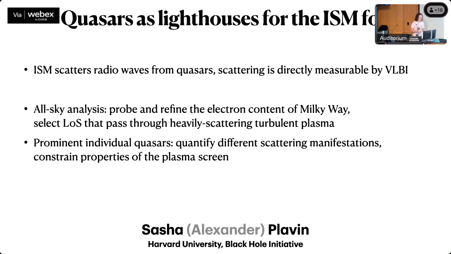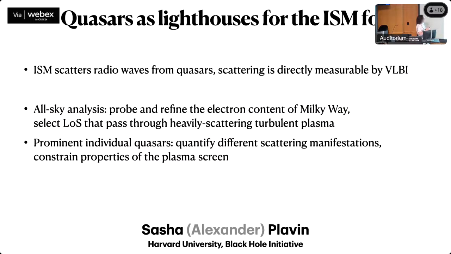To sum up, interstellar matter, everything with free electrons, scatters radio waves from distant quasars that are almost point-like, and scattering is directly measurable with radio telescopes. We can use it in two regimes. One is all-sky analysis, mapping and refining the electron content in the Milky Way, selecting lines of sight that are heavily scattered for further analysis. And the second is studying prominent individual quasars.